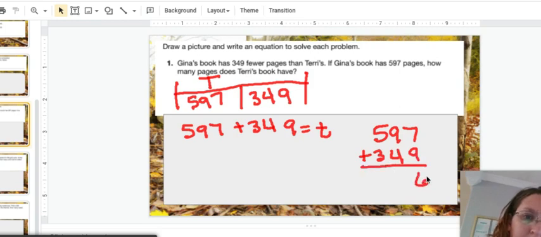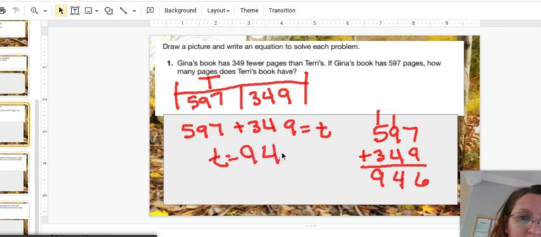7 plus 9 would give me 16. 9 plus 1 plus 4 would give me 14. 5 plus 3 plus 1 would give me 9. So my answer, T, equals 946. Let's go to our next problem.